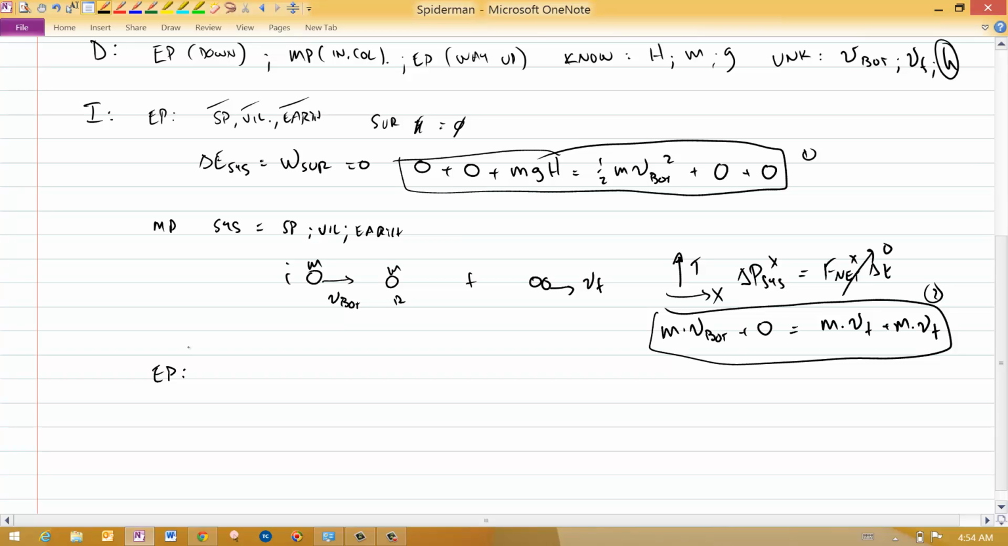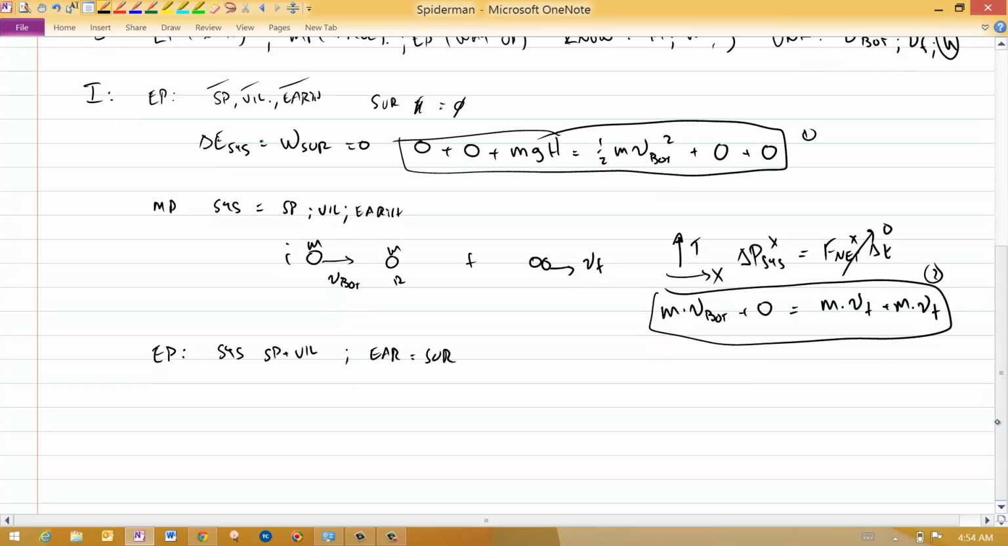And here, just to make the point that I can change the system, I'm going to change the system to be Spider-Man and the villain. And now Earth is in the surroundings. So now the energy principle, it's not an isolated system. Here's the initial state. I've got these two objects going with the final. And then I've got these two objects that are at rest, and they've gone a distance little h upwards.